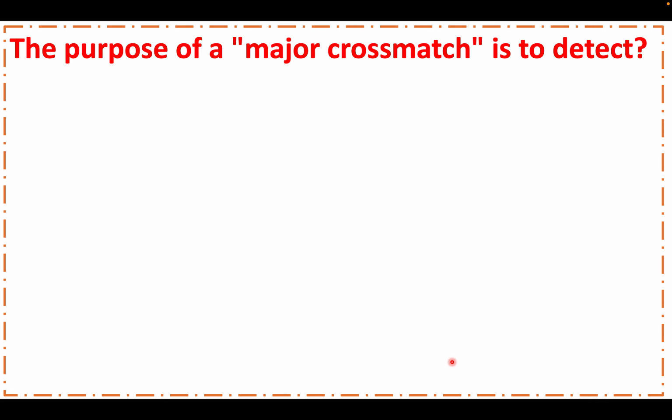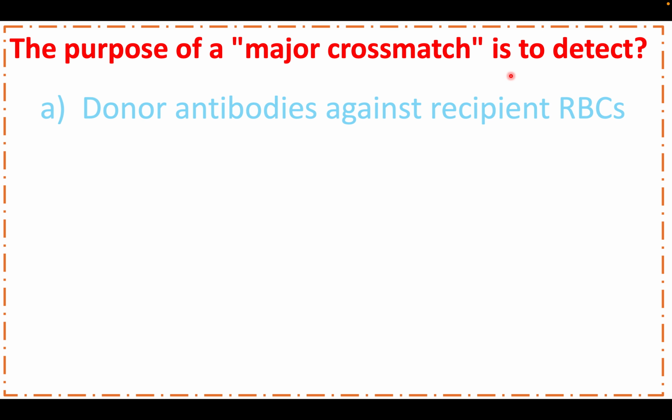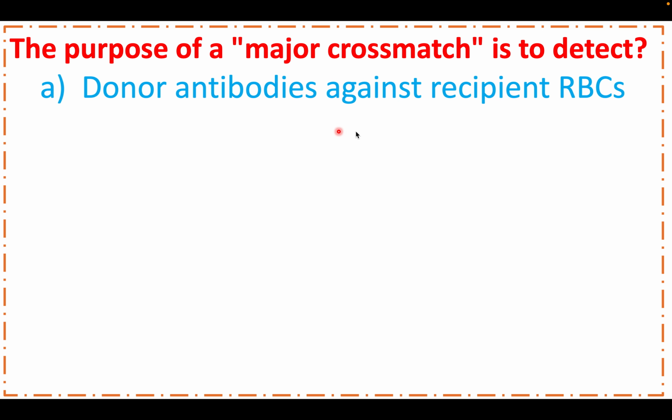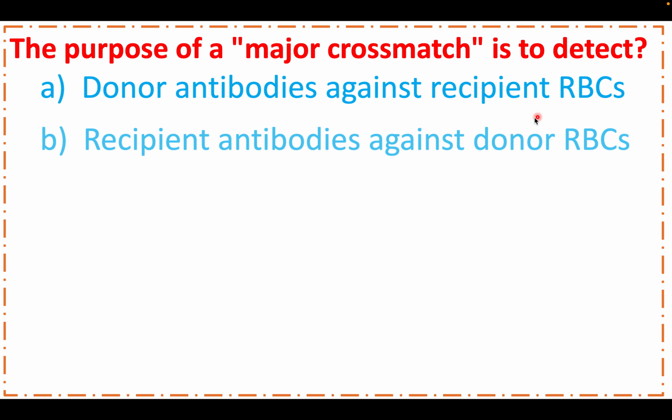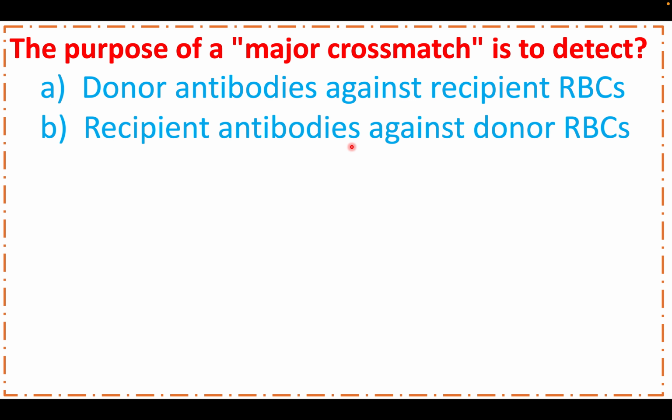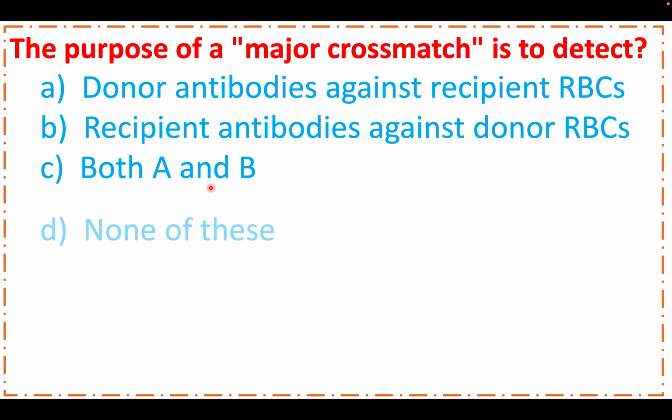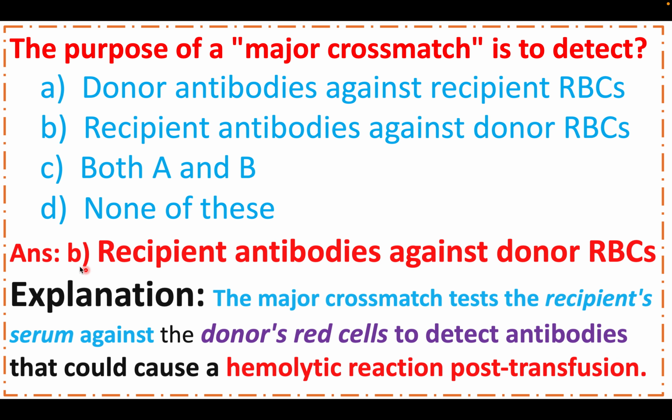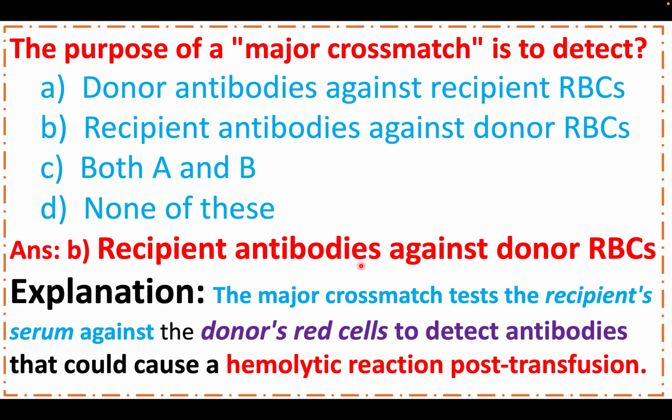Dear students, this is a very important MCQ. The purpose of a major crossmatch is to detect option A, donor antibodies against recipient RBCs, B, recipient antibodies against donor red blood cells, option C, both A and B, and option D, none of these. So the correct option is B, recipient antibodies against donor RBCs. The major crossmatch tests the recipient's serum against the donor red blood cells to detect antibodies that could cause a hemolytic reaction post-transfusion.